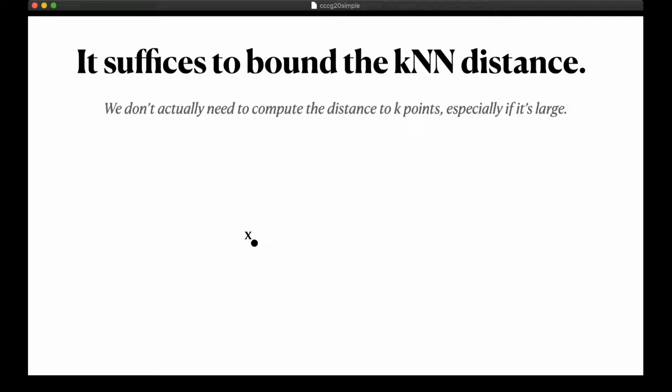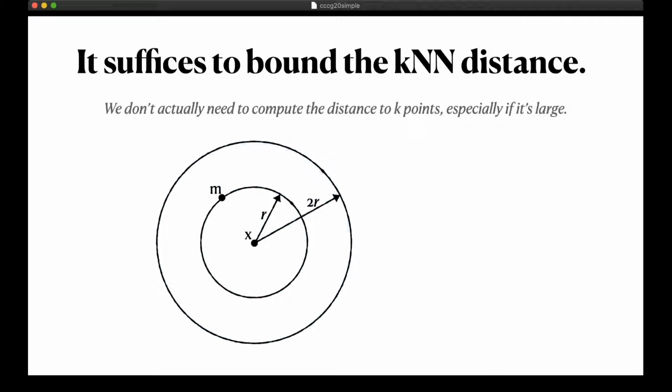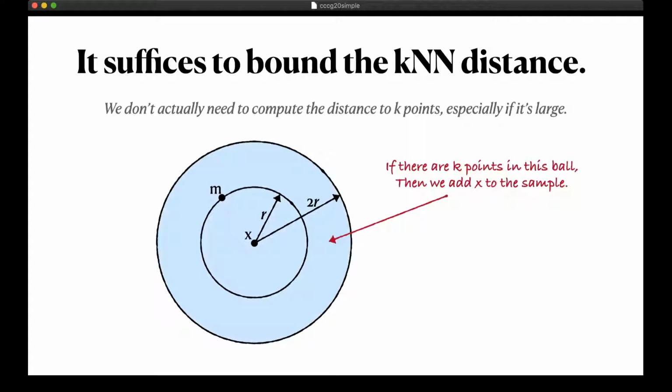To efficiently implement this algorithm, one first observation you might make is that it suffices to bound the kNN distance. You don't actually have to compute it. So if I have a point x and I have a nearest sample M, and I look in the ball whose radius is twice the distance to M, then if I find k points in here, then I add x to the sample because I know that the distance to k points then is less than 2 times the distance to the nearest sample.